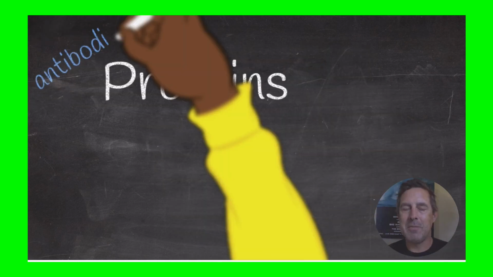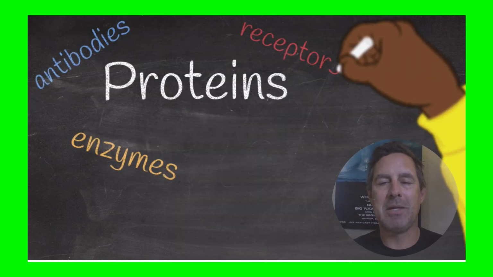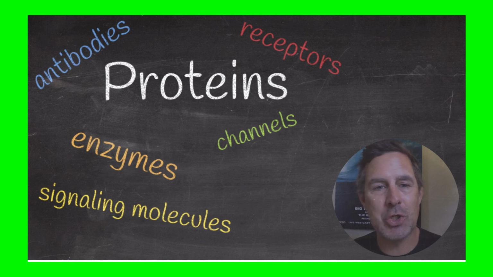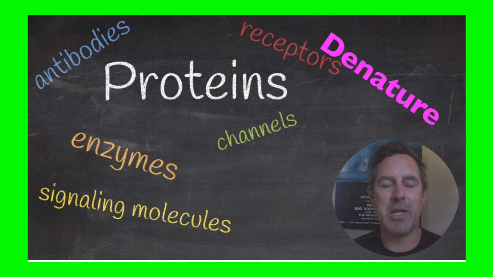So why is pH important? Because pH can wreak havoc on proteins in the body. And as you can see, proteins make up a lot of things in the body: antibodies, receptors, channels, enzymes, signaling molecules. And if something happens to those proteins, if they denature, they're not going to function as they are supposed to function. So just so we're clear, denaturing is the unfolding of a protein.